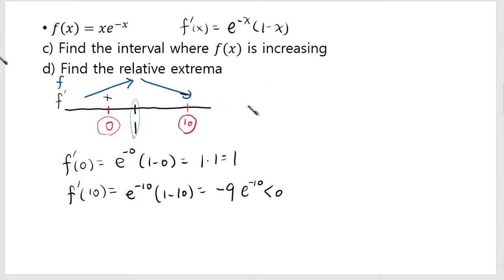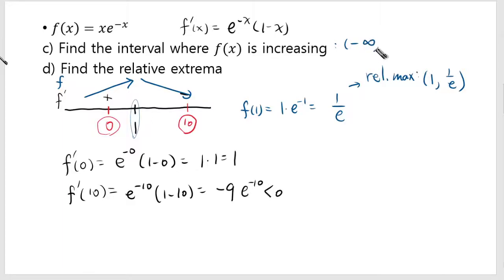And if you plug 1 into f, you get 1 times e to the negative 1, which is 1 over e, because e to the negative 1 means 1 over e. So from these two, I see that the function will have a relative maximum at 1 comma 1 over e. And the function will be increasing from negative infinity to 1, right? The interval left of 1 starts from negative infinity and ends at 1. So the answer for this would be negative infinity until 1.